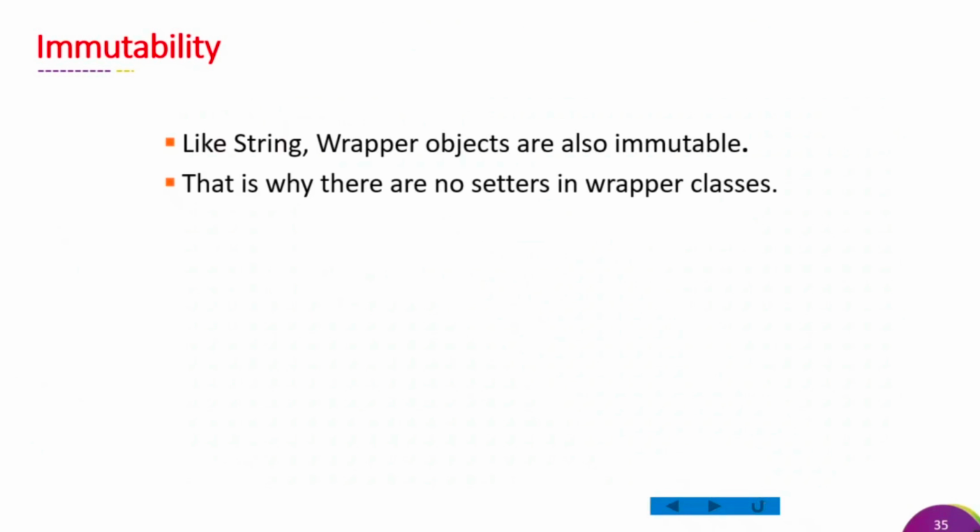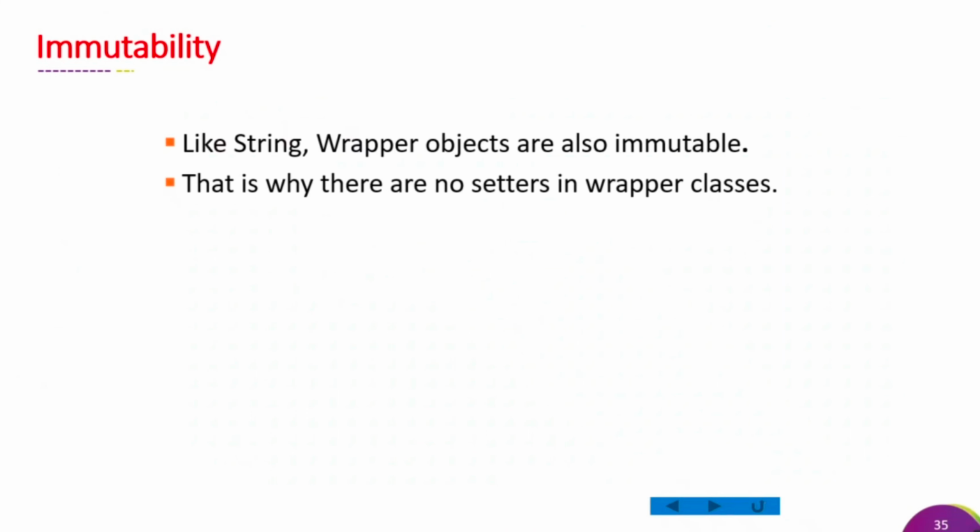Welcome back. And now we are going to see immutability of the wrapper classes. Like your string, if you remember from last week, I gave the meaning of immutability: you cannot change the value of your string. Once we declare a string, you will not be able to change its value. In the same way, your wrapper class also behaves. If you create any wrapper object, it will be immutable, you will not be able to change it.